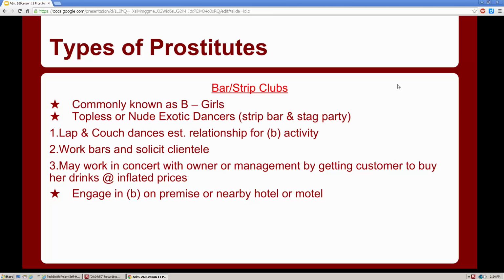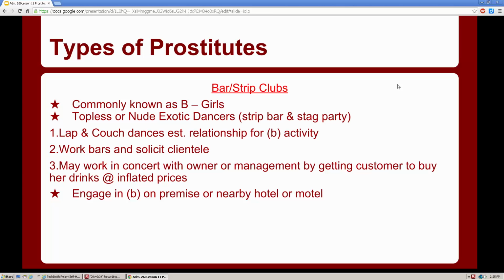But usually what happens is you establish a relationship with one of the dancers, and at that point in time, I think if you're trusted enough, you can start negotiating for different sex acts, which could take place somewhere in another area of the bar or strip club, or you could work out of a hotel that's adjacent or some other area that's nearby that is also part of this group. So you've got these prostitutes that work bars and solicit the clientele. They can work in concert with the owner or the management, so everybody gets a part of the money that's exchanged in this.